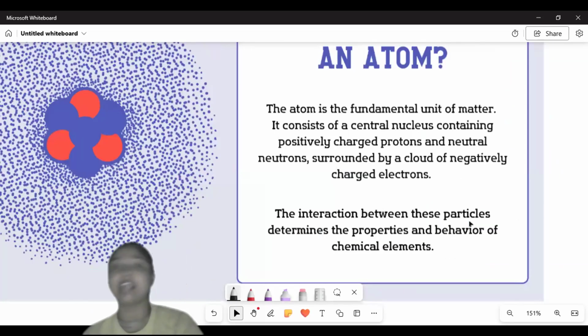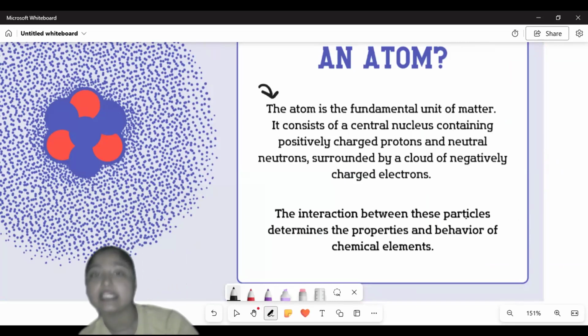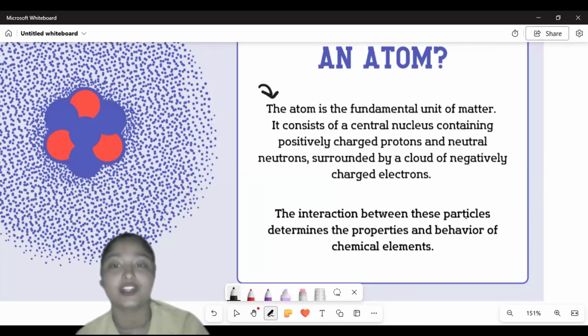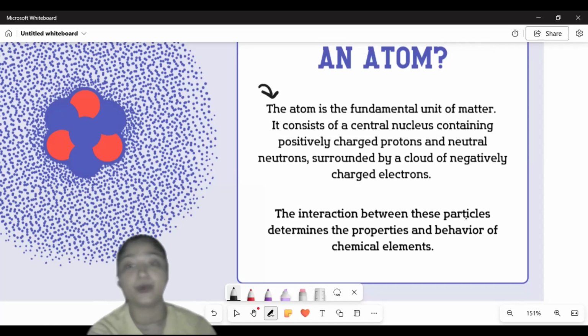Let's see what an atom is. Let's cover what an atom is in this video. The atom is a fundamental unit of matter. It consists of a central nucleus containing positively charged protons and neutral neutrons, surrounded by a cloud of negatively charged electrons. Now, what are these? What are protons, neutrons, or electrons? Don't worry, we are going to understand about it in later videos. The interaction between these particles determines the properties and behavior of chemical components or elements.